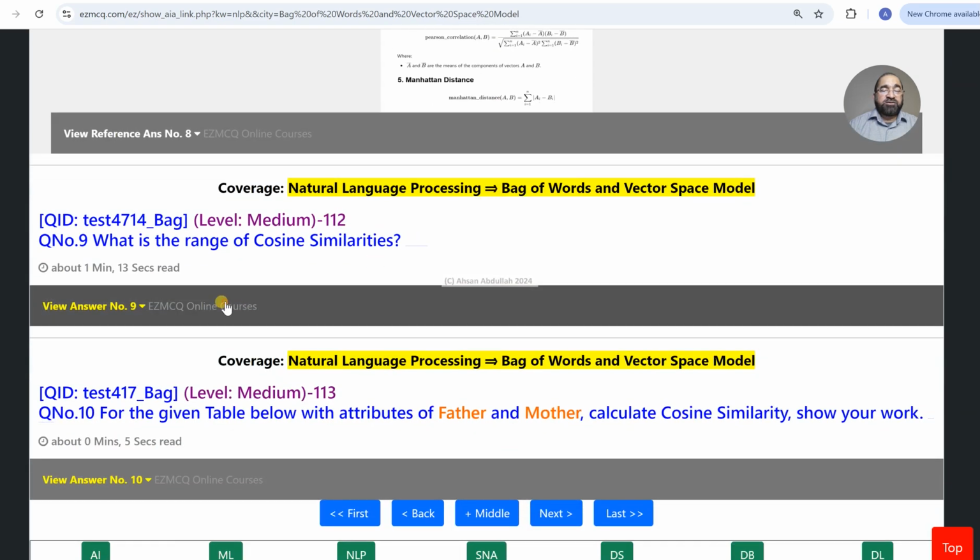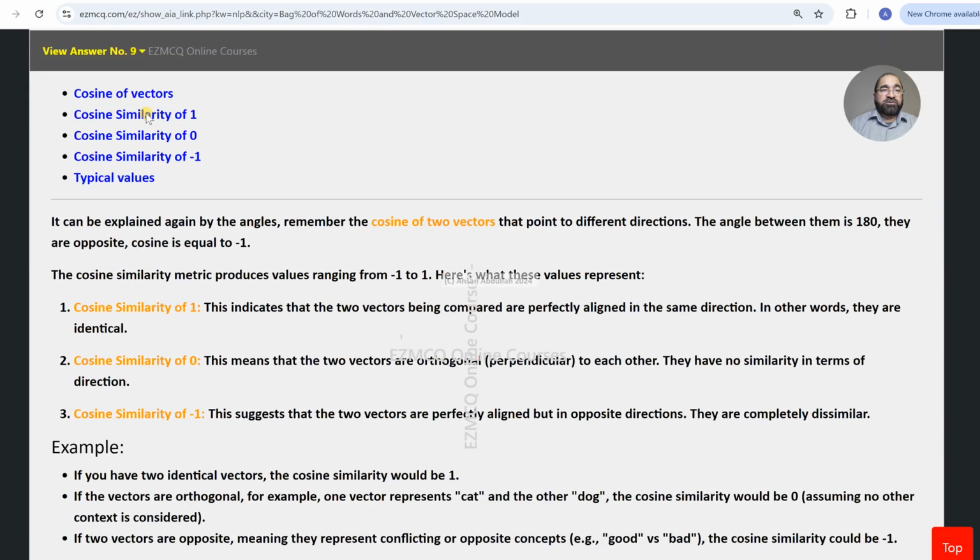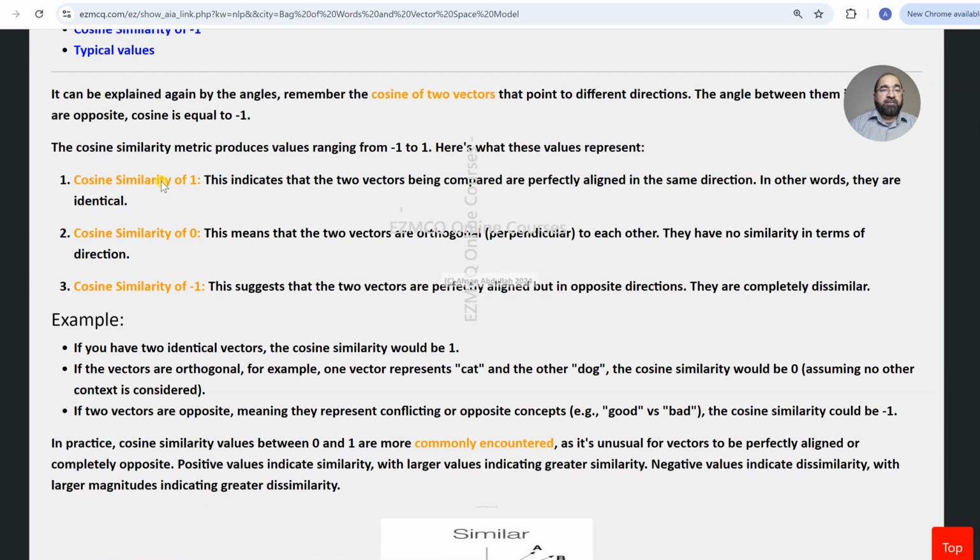So what is the range of the cosine similarities? The cosine similarity varies between +1 and -1. Cosine similarity of 1 means the two vectors being compared are perfectly aligned in the same direction.